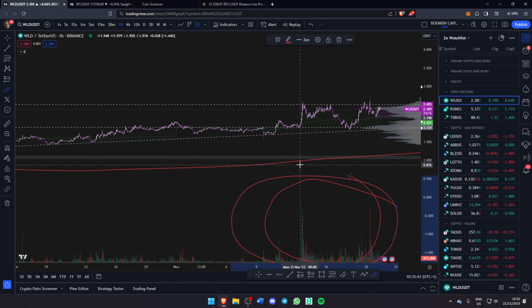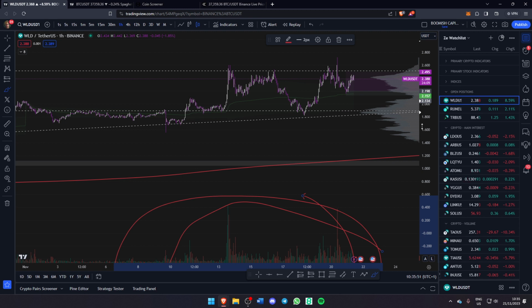It doesn't make sense. So that's kind of how I pick my watch list and pick the coins that are on there and not on there. And I think some people have asked me about this, so that's why I'm covering it here.